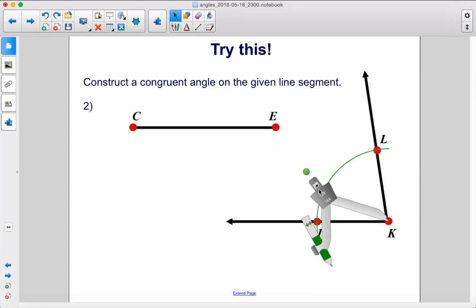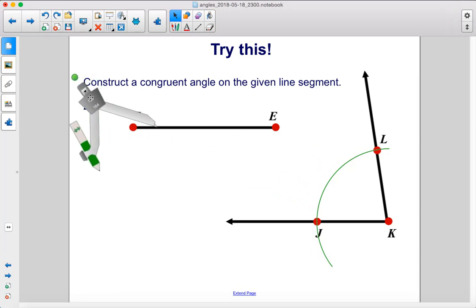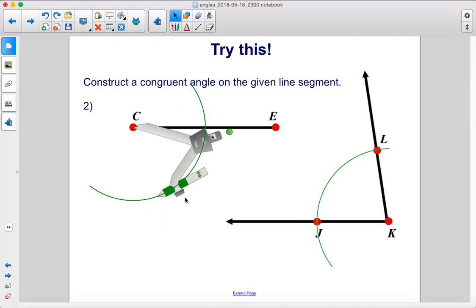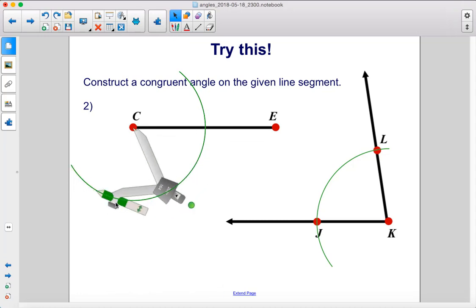Alright, now without stretching the compass any more or less, we will move it over here to C, and we will draw the same arc.